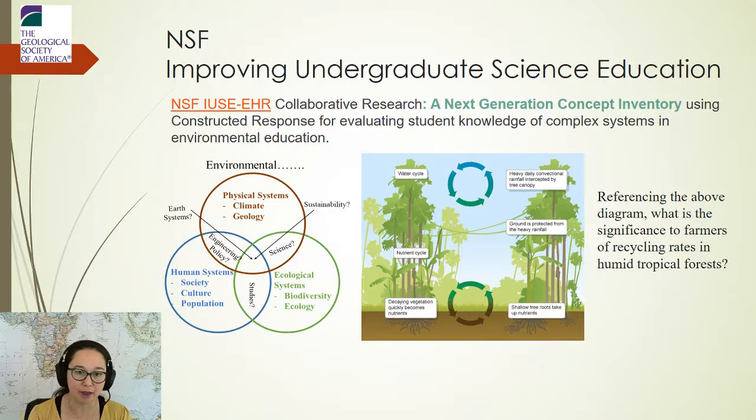Referencing the above diagram, what is the significance to farmers of recycling rates in humid tropical forests? This requires students to integrate things like, what is the farmer trying to do? What are their motivations, and why are recycling rates important to them? It requires them to understand how a humid tropical forest might differ from an arid tropical forest or a forest that's not tropical. And it requires them to know something about the nutrient cycling and water cycling concepts and how those two integrate with each other. So a little bit about geosciences, a little bit about life sciences.